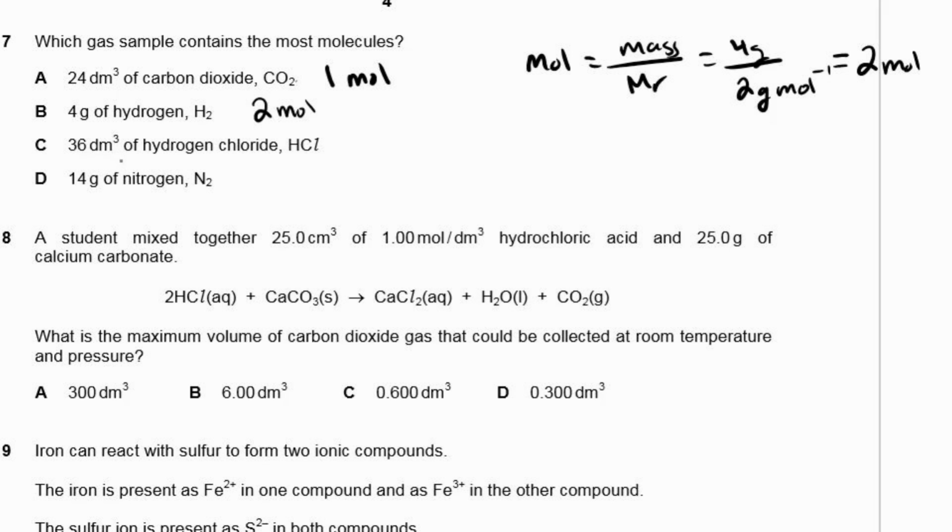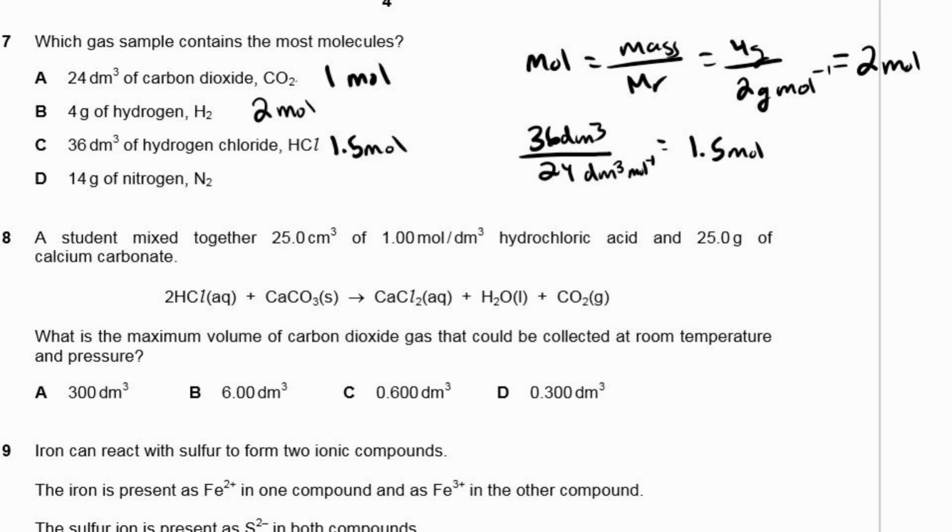Okay, C, 36 decimeters cubed of hydrogen chloride. It's not hydrochloric acid, which would be liquid. Hydrogen chloride is hydrogen chloride gas. Okay, so we have 36 decimeters cubed divided by 24 decimeters cubed per mole, which means that you have 1.5 moles of gas there. So that's 1.5 moles. So far B is winning. It has the most gas molecules, or most molecules.